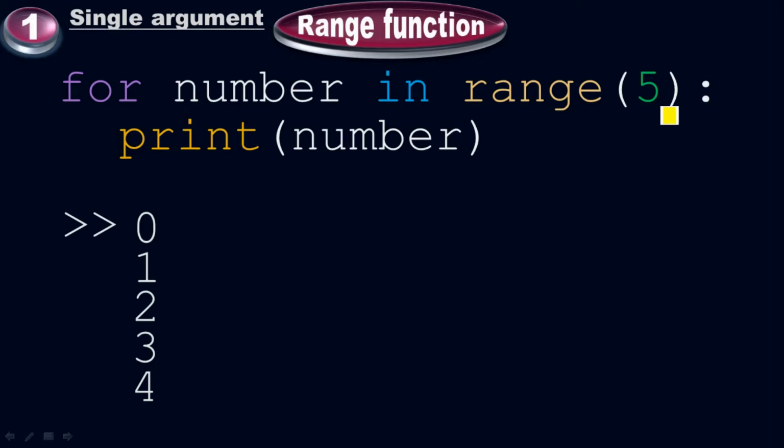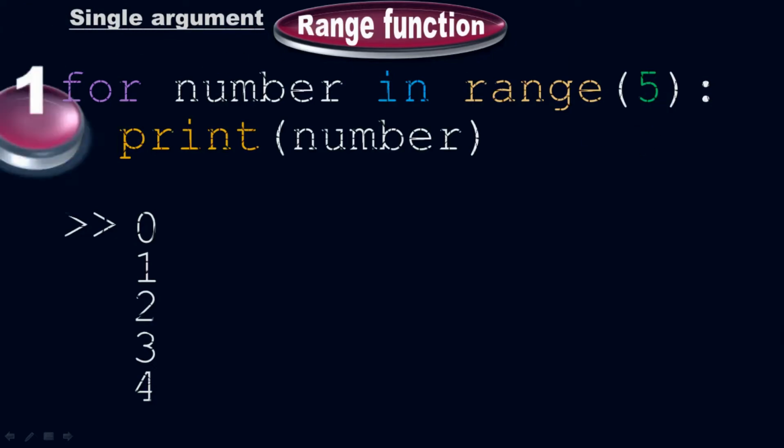And one more thing, we have put a single argument. This is the argument. This 5 is the argument. That's why we call it single argument. We pass a single argument to the range function. Therefore, we call it the single argument range function.